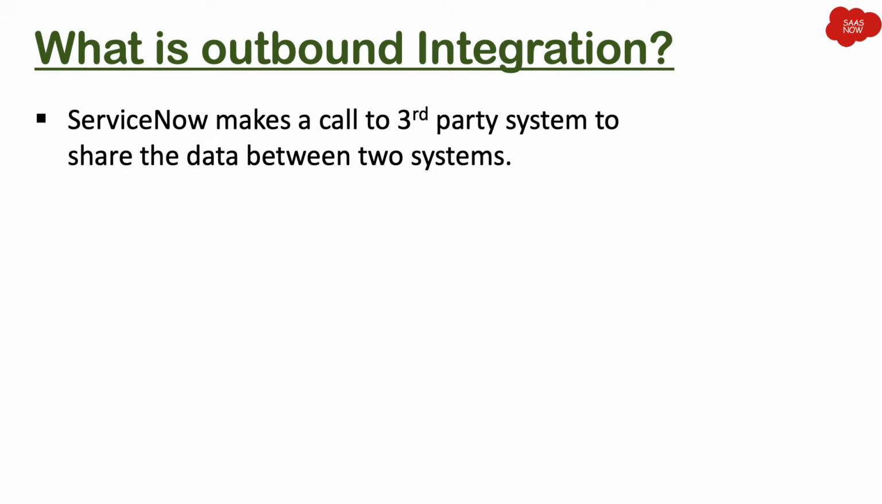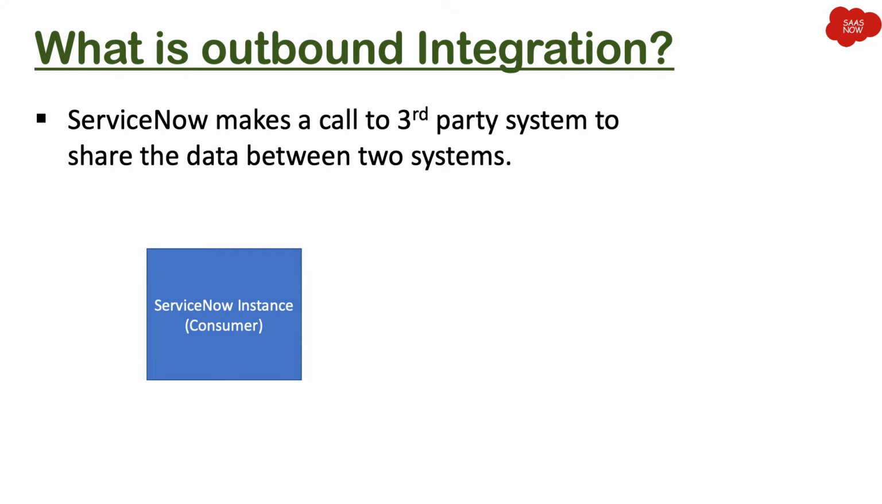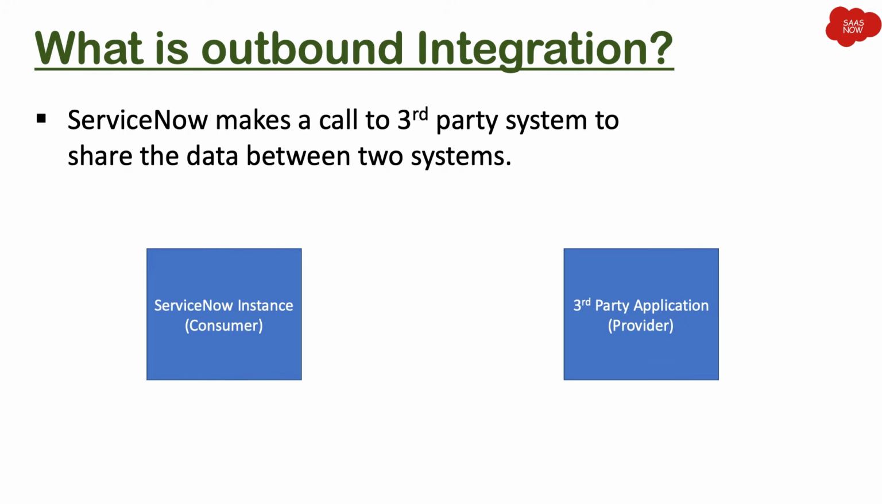What is outbound integration? When ServiceNow makes a call to a third-party system to share the data between two systems, that's outbound integration. That means you are making a call directly from ServiceNow to a third-party system. So you have a ServiceNow instance that becomes the consumer. And if you are sending a call to a third-party application, that will become the provider. And that will return some response so that you can get that data into your instance.